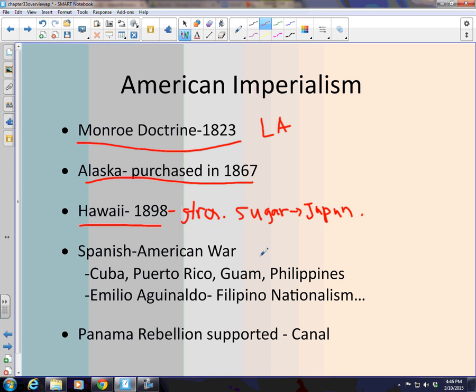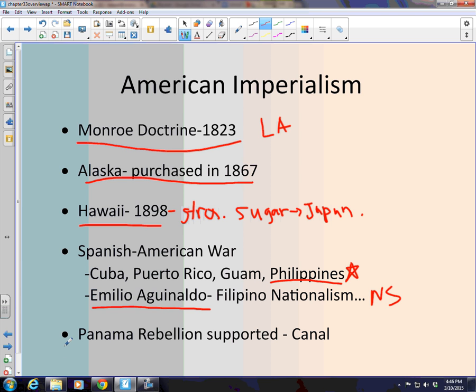In the Spanish-American War, sparked partially by yellow journalism, the United States gained partial control of part of Cuba, Puerto Rico, Guam, and the Philippines. The Philippines thought that they were going to be gaining independence from Spain. However, the United States had other plans for them, partially because of their strategic importance. And so Filipinos like Emilio Aguinaldo, he was one of the leaders, strove to gain independence from the United States, but they were not successful.